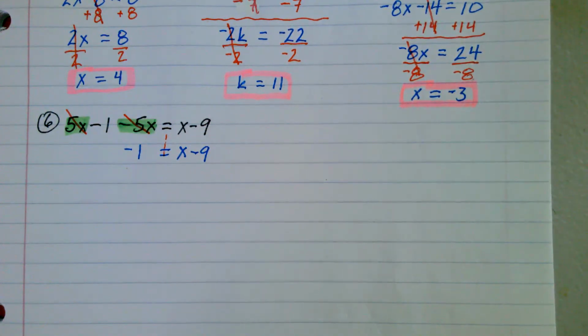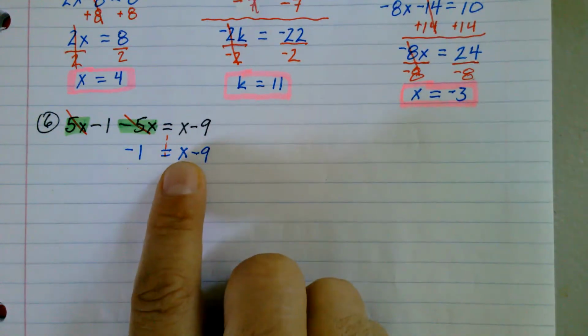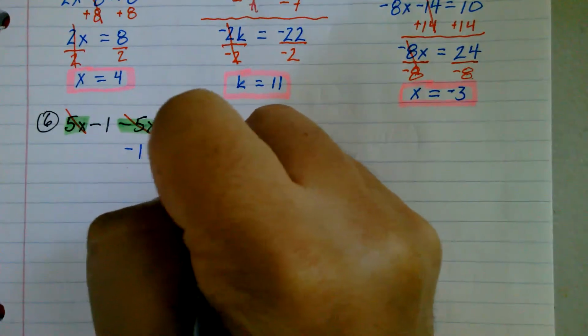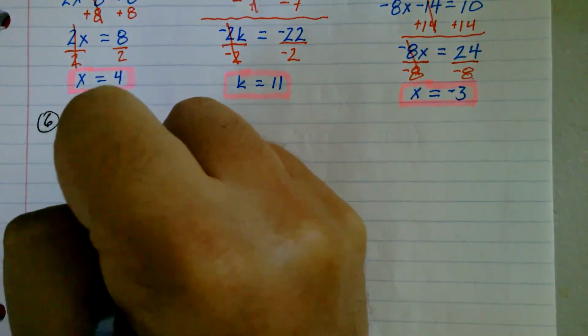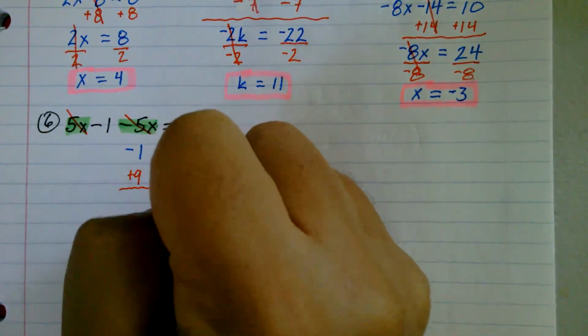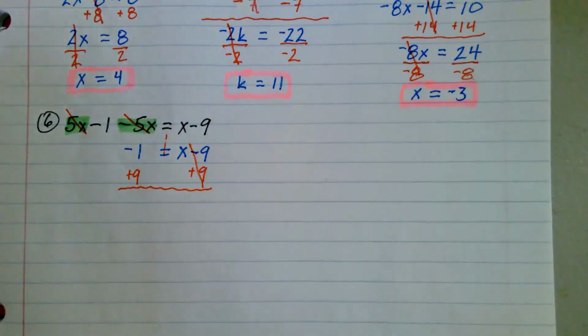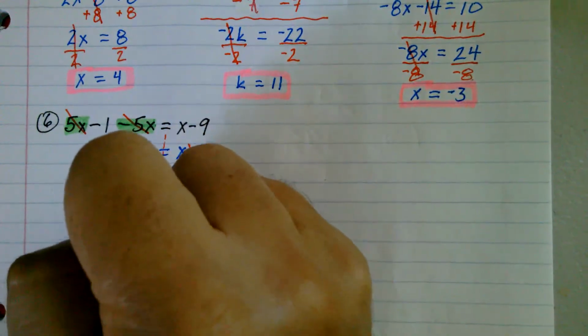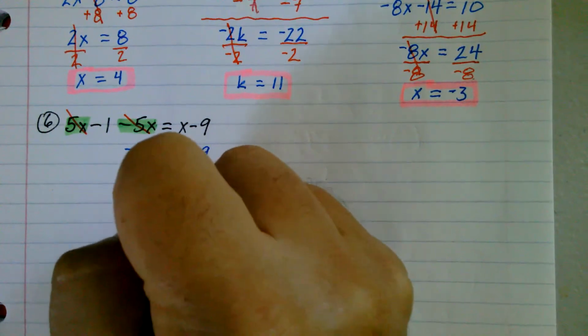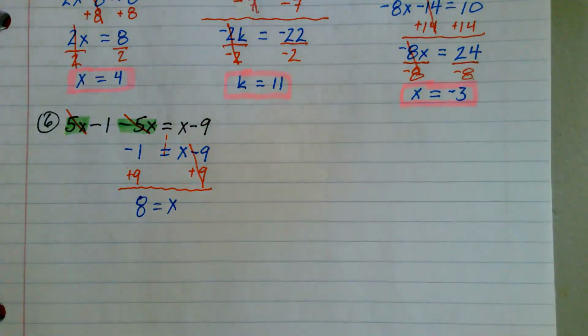I want to get the x by itself. I still want to get the x by itself. I still want this x all by its lonesome. I don't want the -9. So add 9. Add 9 to both sides. To cancel this. So I get 8. -1 and 9 is 8, I should say. Equals x. So Hamilton, your question.